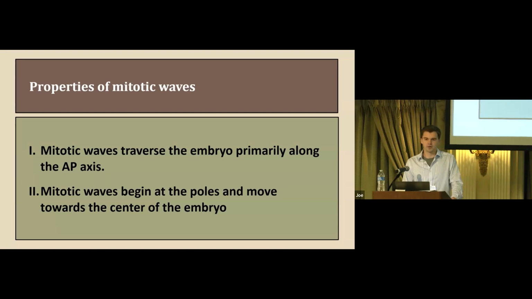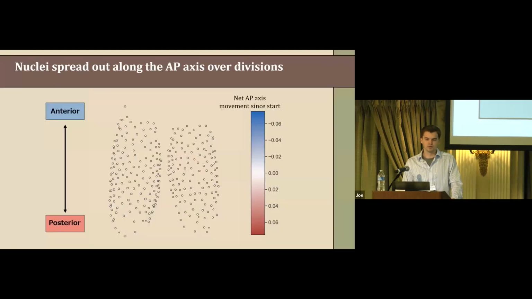We can see that mitotic waves traverse the embryo primarily along the AP axis. They move really just in this AP axis dependent way, and that these mitotic waves in the embryos that we've seen begin at the poles and move towards the center of the embryo. And so the questions we'd like to ask based on this are, what are these mitotic waves doing? Is there any functional role here beyond everything roughly finishing at the same time?